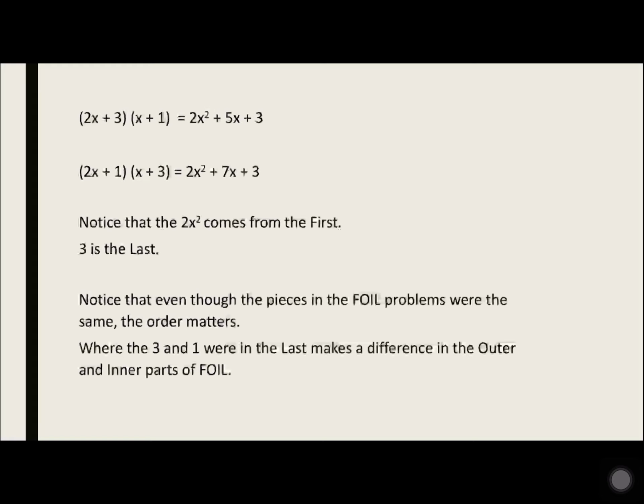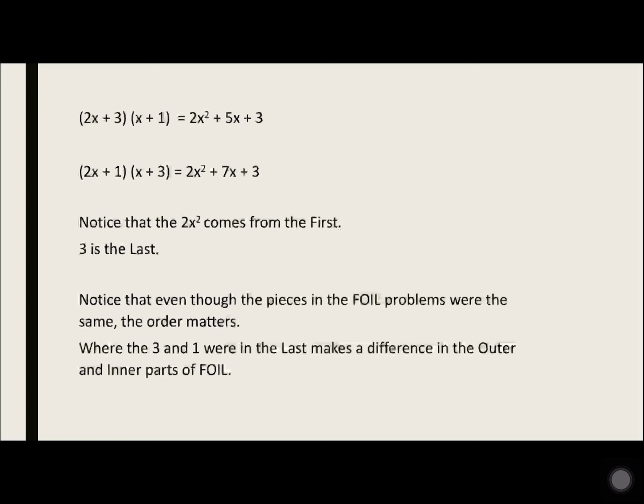Okay, so there are those same problems again. Notice that the 2x squared comes from the first and 3 is the last in each of those two problems. But notice that the middle terms are different. Even though we have 2x times x and 3 times 1, the first problem has 2x plus 3, x plus 1. The second problem has 2x plus 1, x plus 3. Even though the pieces are the same, where the 3 and the 1 are makes a difference.